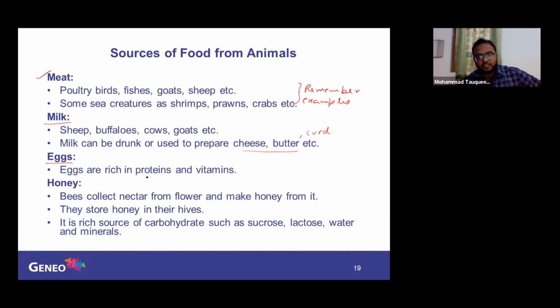Next, egg is rich in protein and vitamins. It is important what is present in egg. You have to say that it is proteins and vitamins.